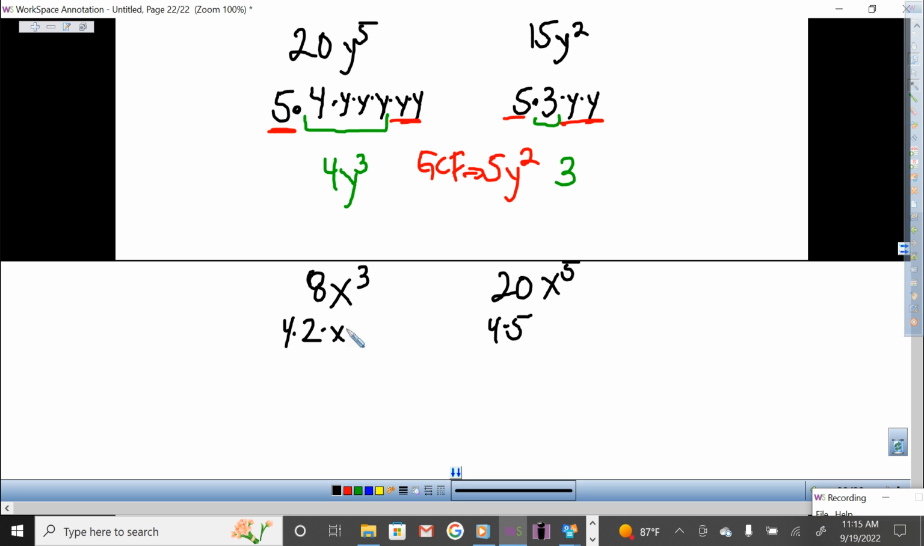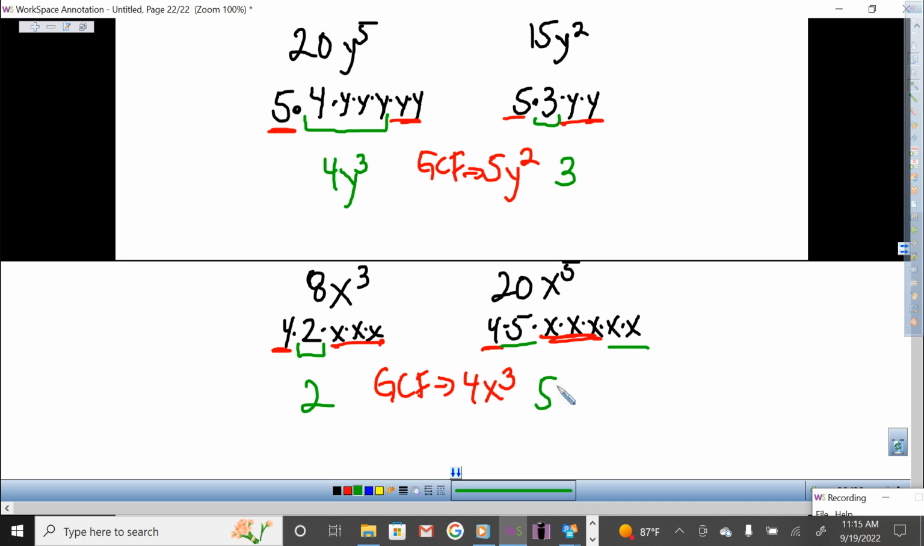And then this one is x times x times x, and this one is x times x times x times x. So now we can clearly see that it's got a 4 and 3 x's in common. So my GCF is 4x cubed. What's left over for this one? Just the 2, and over here, 5x to the second.